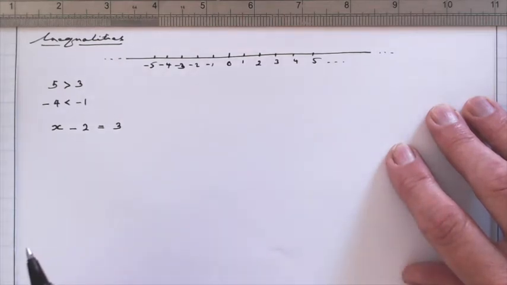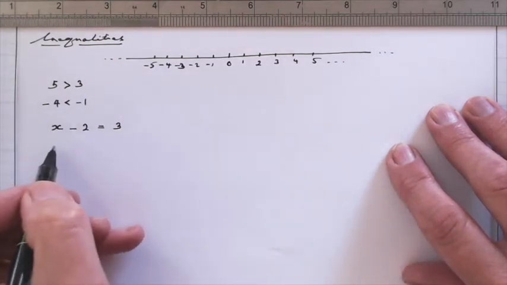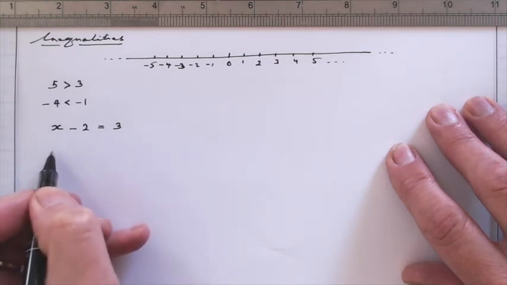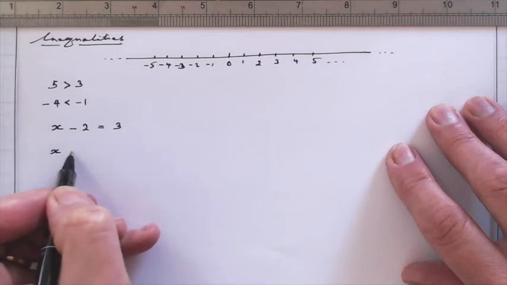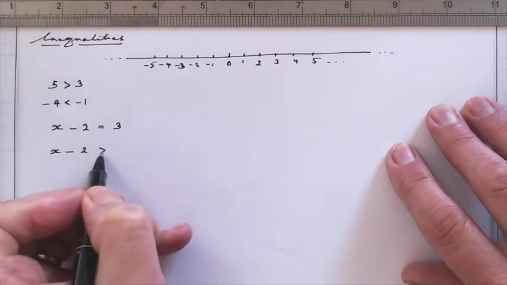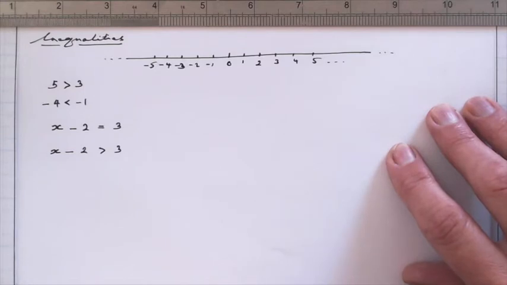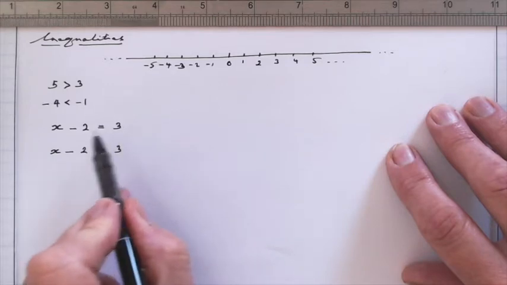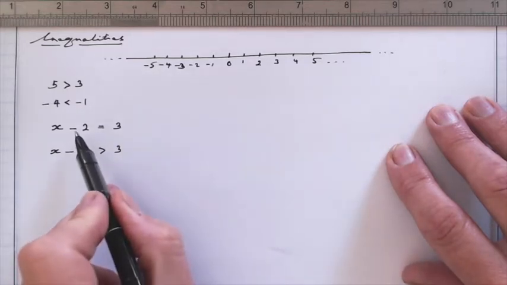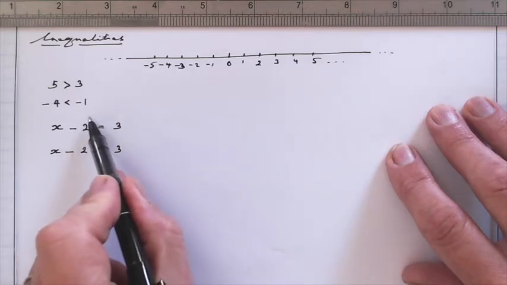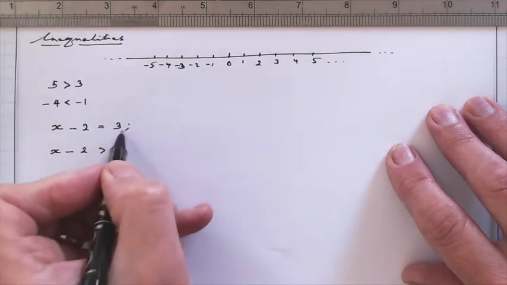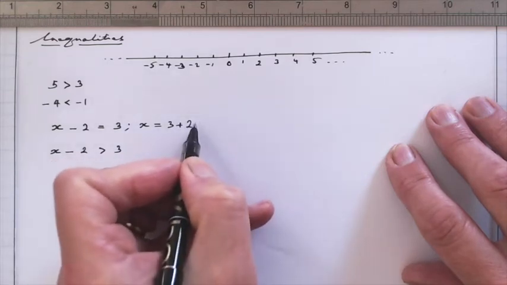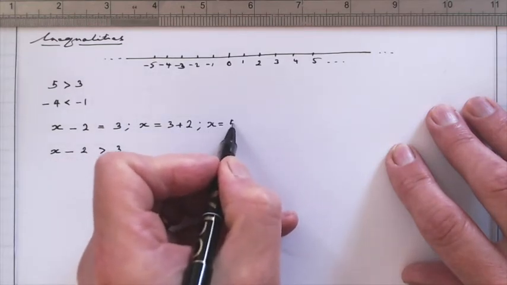But let's imagine a different statement, which is an inequality. Let's say instead of an equation we were to write x minus 2 is greater than 3. If I add 2 to both sides, or from the rearranging equation tutorial, you'll know we can just take the 2 across and it changes sign, we'll have that x equals 3 plus 2, namely that x is equal to 5.